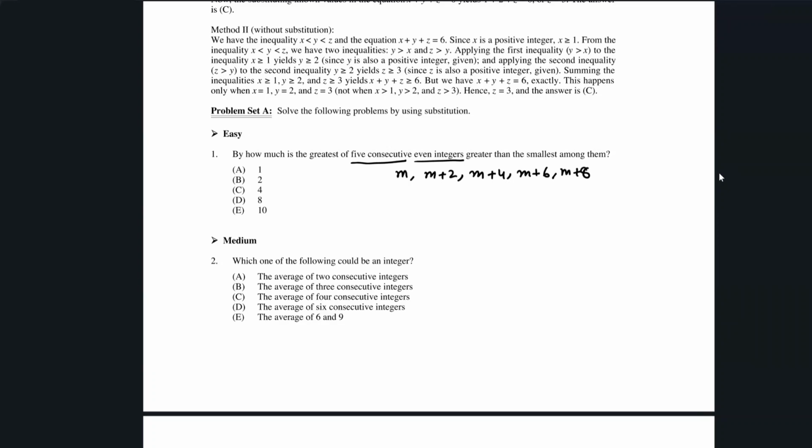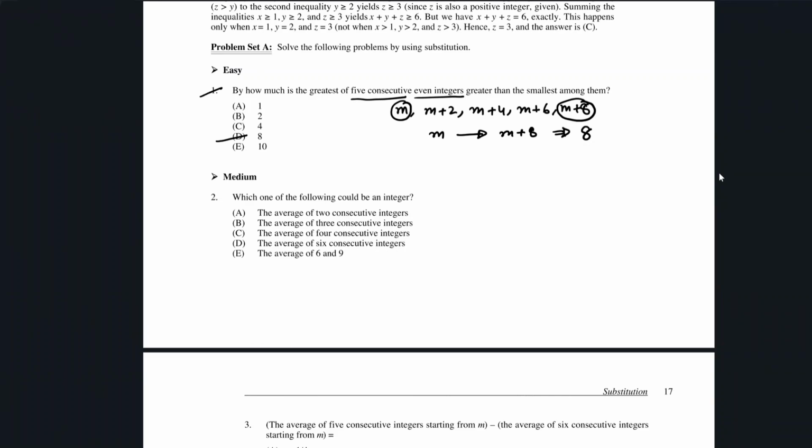Now the question is, what is the difference between this and the largest one? So we have to calculate the difference between m and m plus 8. You can see from here, it's easy to figure out the difference is just 8. So the answer should be D.